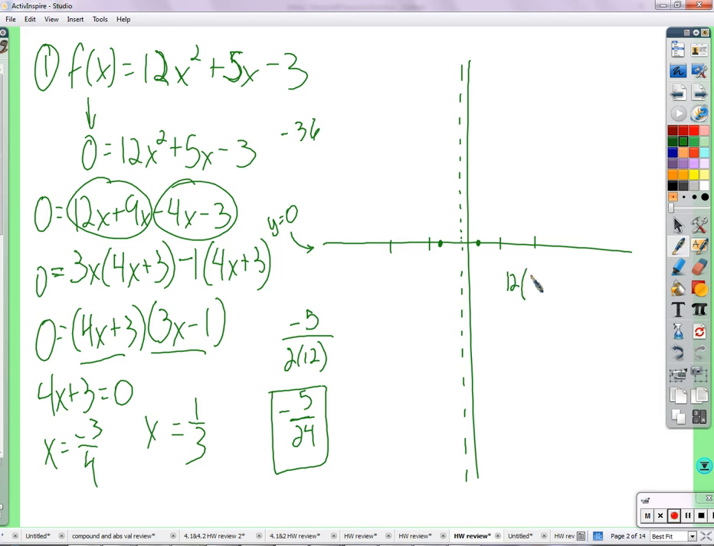So 12 times negative 5 24ths squared plus 5 times negative 5 24ths minus 3 is 12 times 25 over 24 times 24. Minus, because it's a positive times a negative. Negative 25 over 24, minus 3. 12 and 576 are going to cancel.